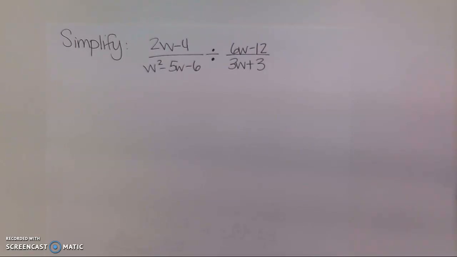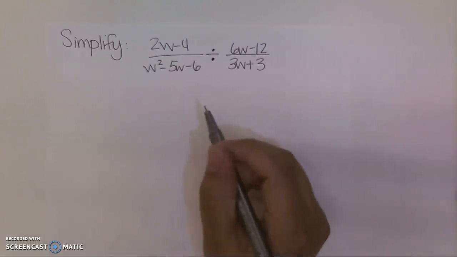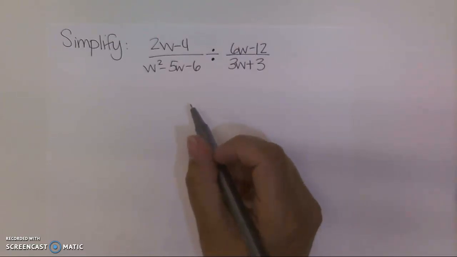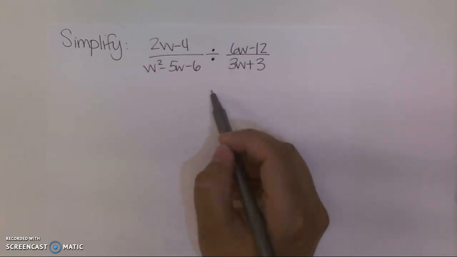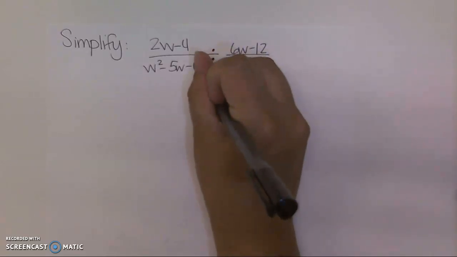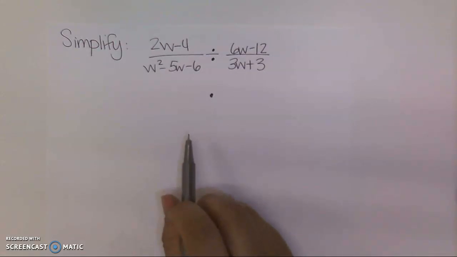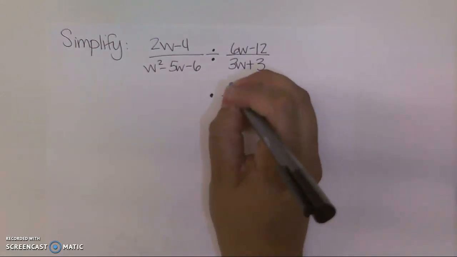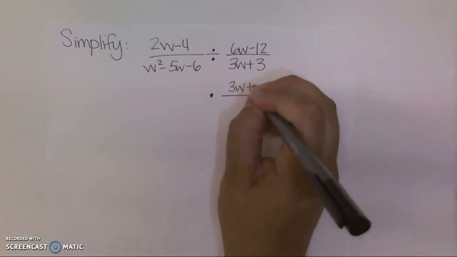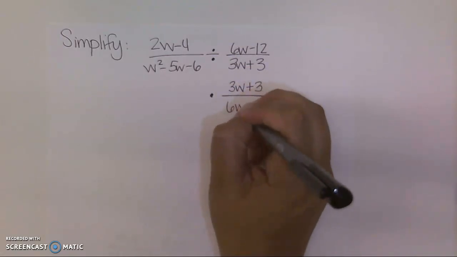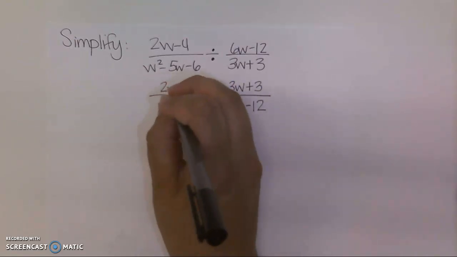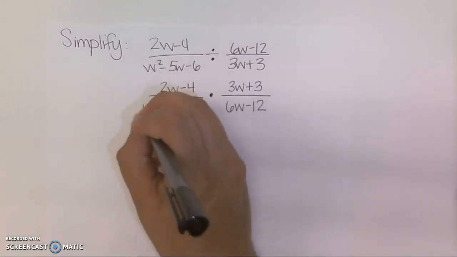I don't know if you've heard this phrase, but this is the rhyme that I use. Dividing fractions, easy as pie. You flip the second and multiply. So this symbol, division, is going to turn into multiplication. And we are going to flip the second fraction. So essentially we're doing the reciprocal. But we're going to keep the first fraction the same.